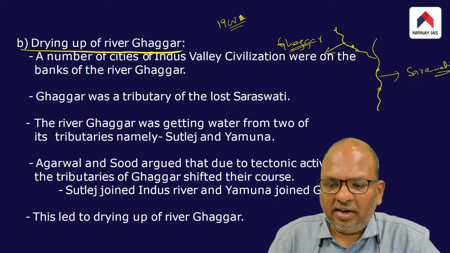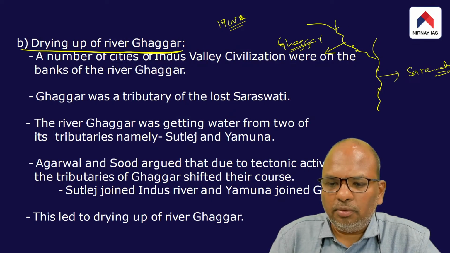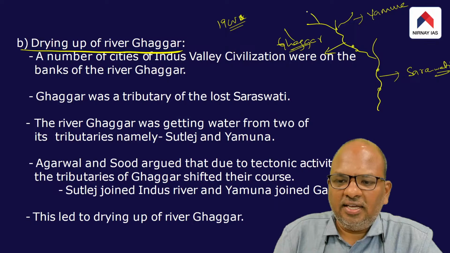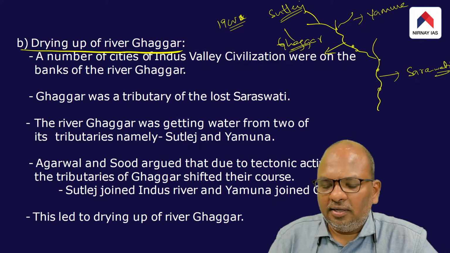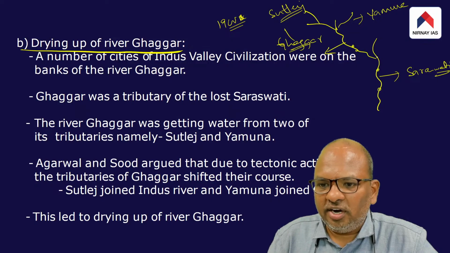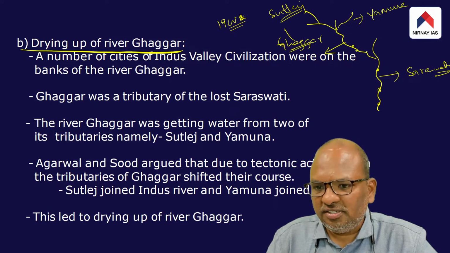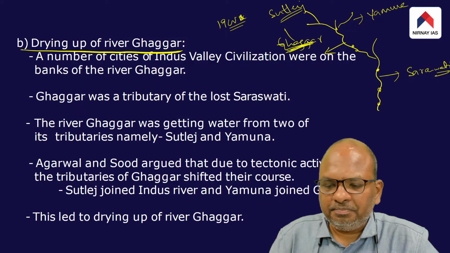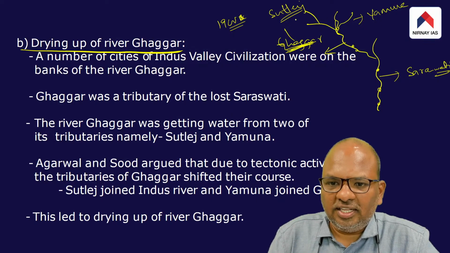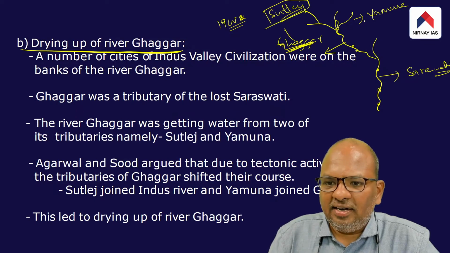Basically, they argued that river Ghaggar in turn was getting waters from two tributaries, namely Yamuna and Satluj. So listen to this carefully. There were numerous Indus Valley cities on the banks of river Saraswati, which is now at present a dried up river. But river Saraswati had numerous tributaries. One such tributary was Ghaggar. Ghaggar in turn had two important tributaries. One is Satluj. So this Satluj happened to be a tributary of Ghaggar. And another important tributary of Ghaggar happened to be river Yamuna.